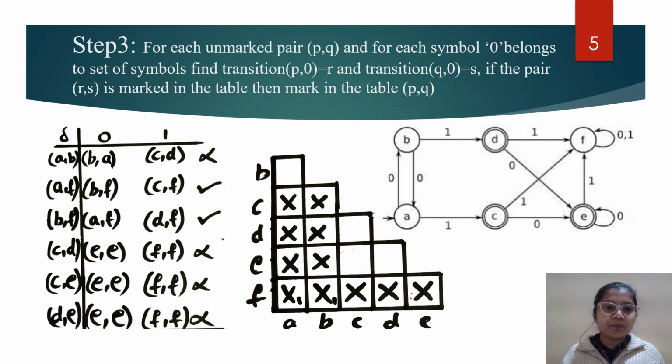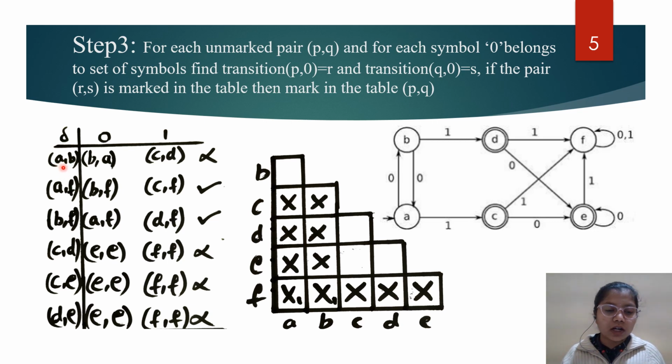Step 3. For each unmarked pair PQ and for each symbol 0 belonging to the set of symbols, find the transition of P on 0 equal to R and the transition of Q on 0 equal to S. If the pair RS is marked in the table, then mark PQ in the table. Let's see the table of unmarked states.